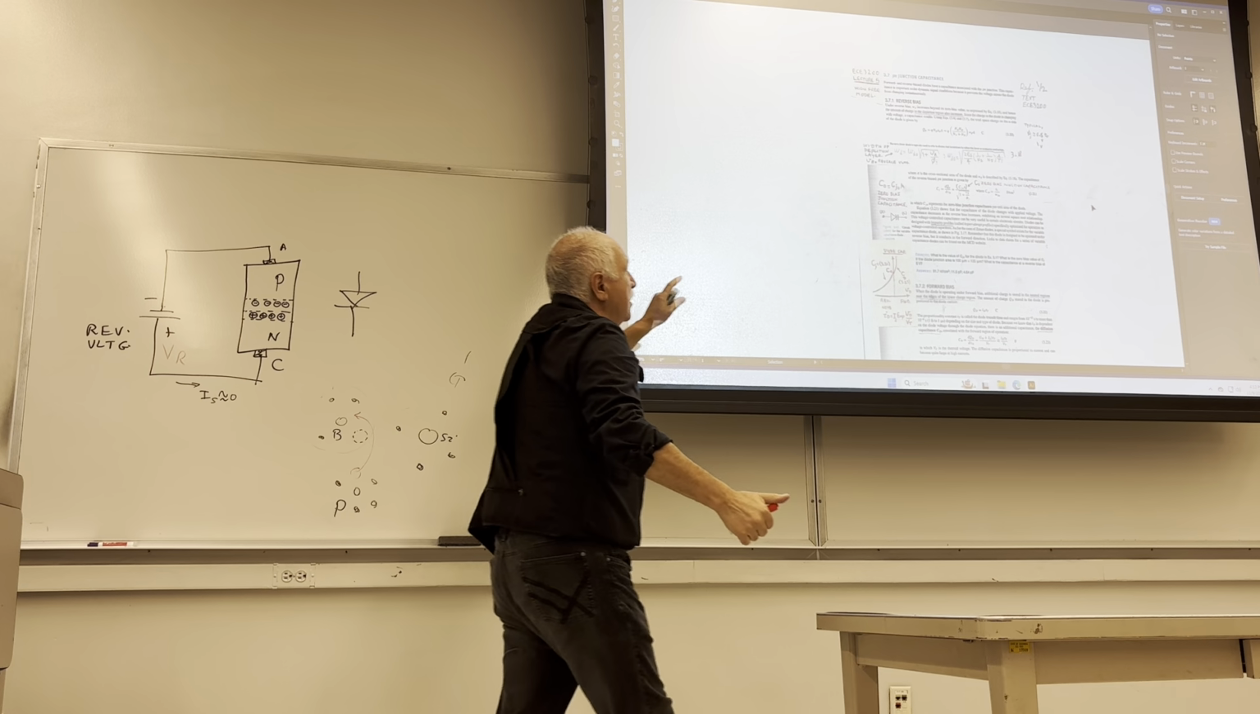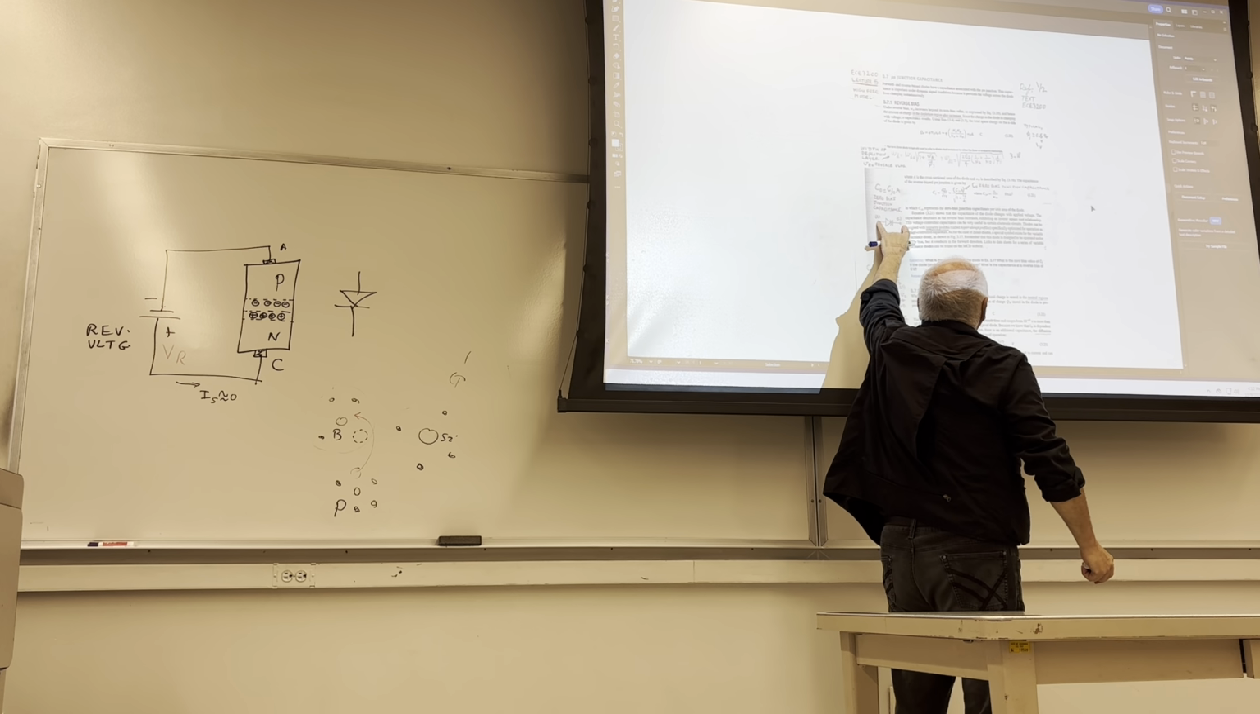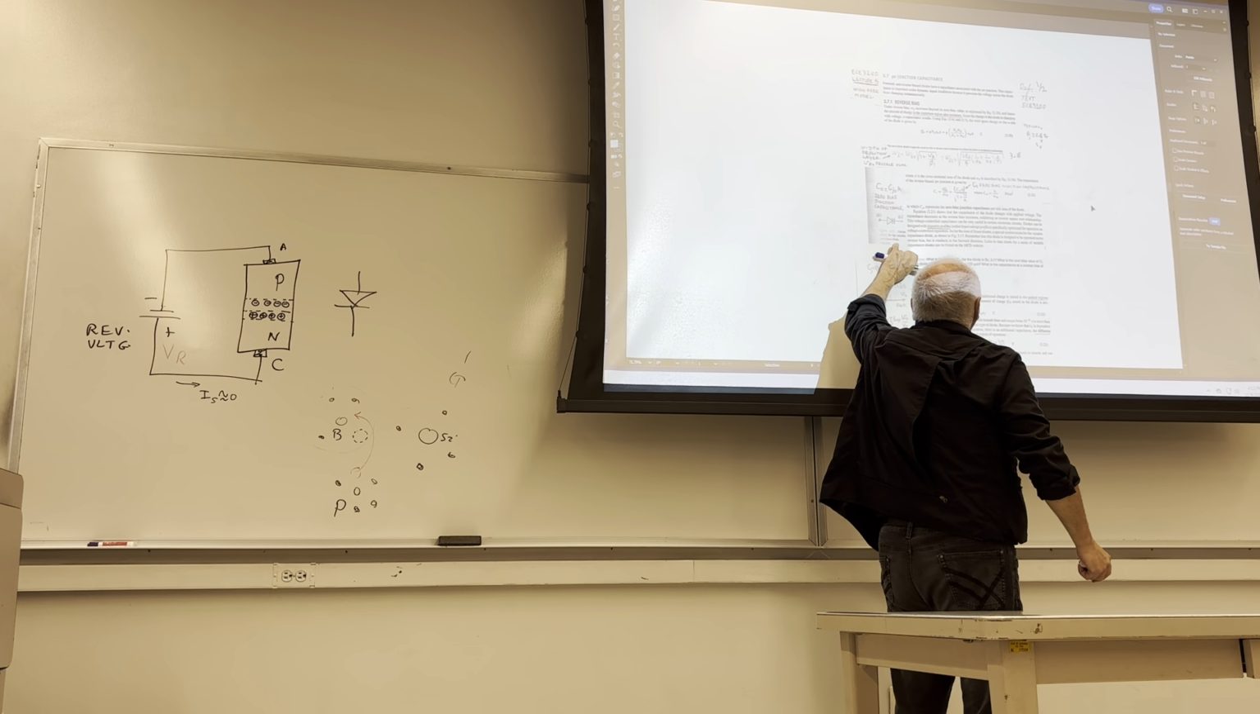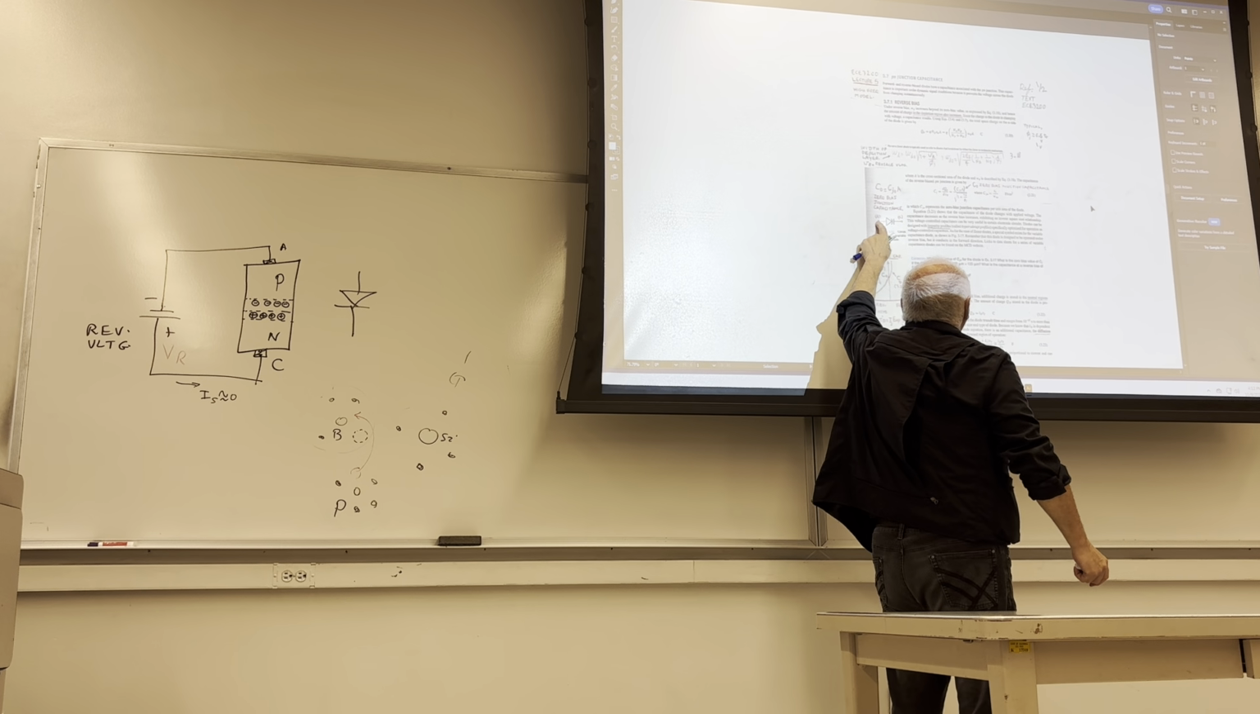So in a diode, when you apply a negative voltage, we're going to get a capacitance between the cathode and the anode.